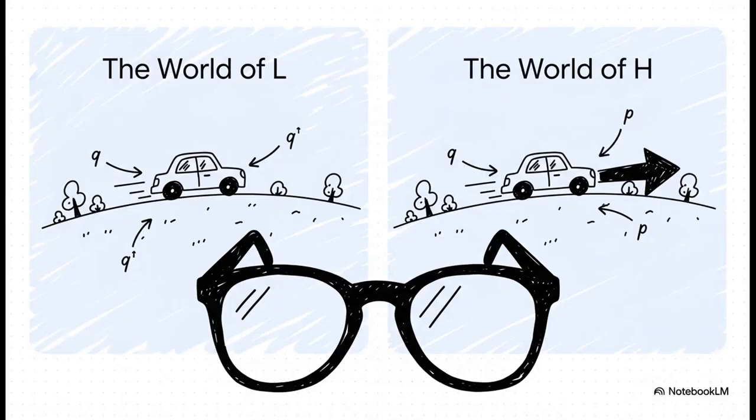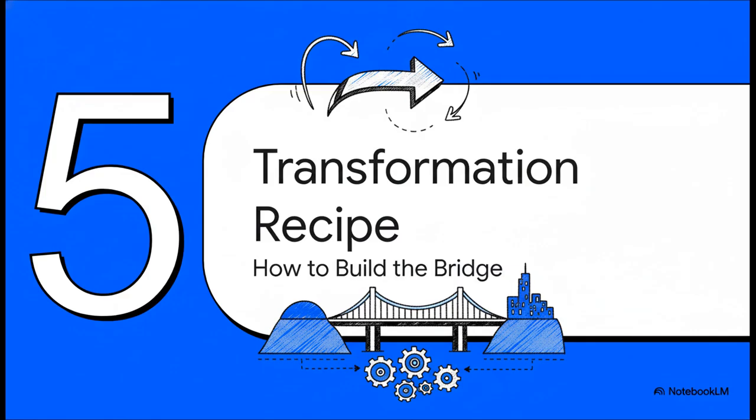Okay, let's just put it all side by side so it's crystal clear. The Lagrangian world, it's all about position and velocity. The Hamiltonian world, it's about position and momentum. That's the trade. It's the exact same physics, the same universe, we're just looking at it through a different and way more powerful lens.